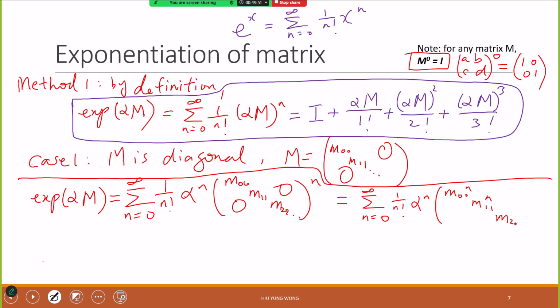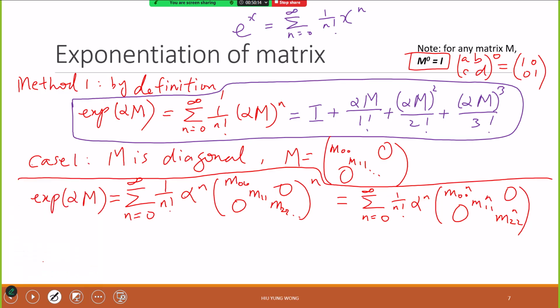Right? Try to do that. Try to do it numerically. You will see that, right? Because this row times this column is just m00 squared. This row times this column is just m11 squared. So this is just equal to this. So now you are just multiplying a number to this matrix and then adding them together.